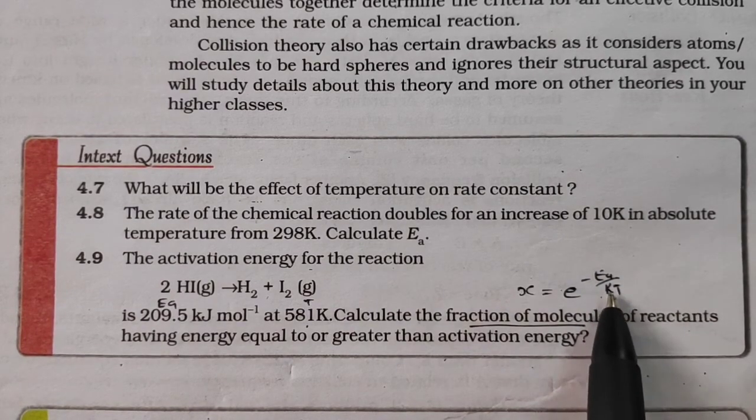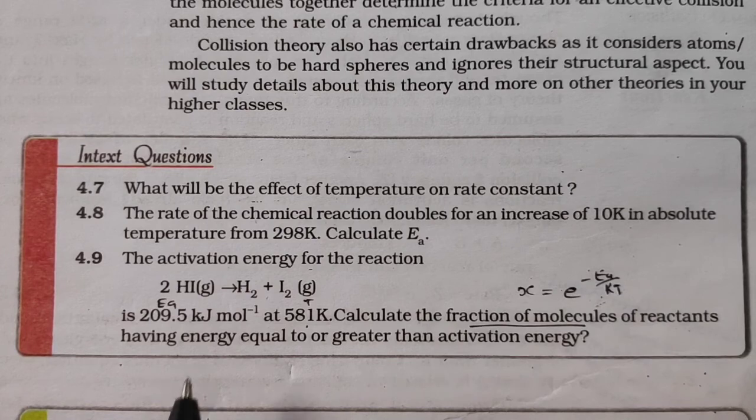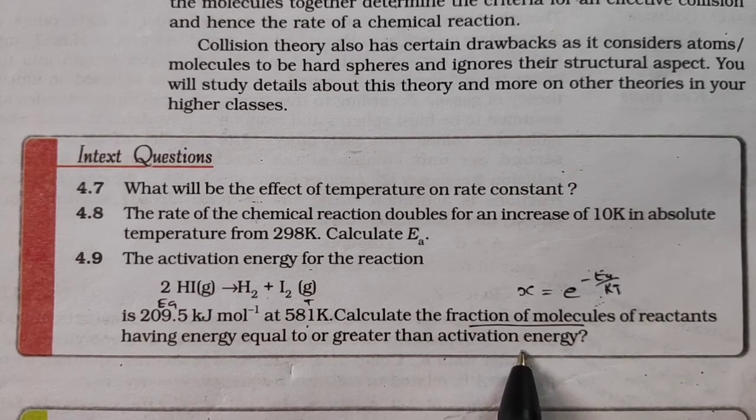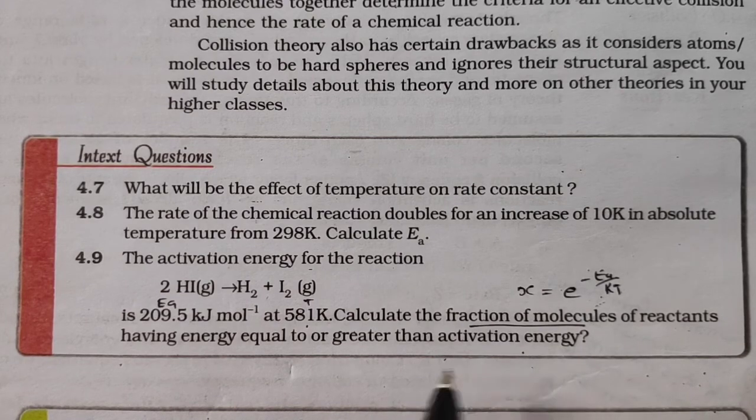Clear? If you remember the pre-exponential factor, what we have seen. This represents the fraction of molecules of reactant having energy equal to or greater than the activation energy. This we have already discussed while solving the Arrhenius equation. So this part we are going to discuss today in 4.9.